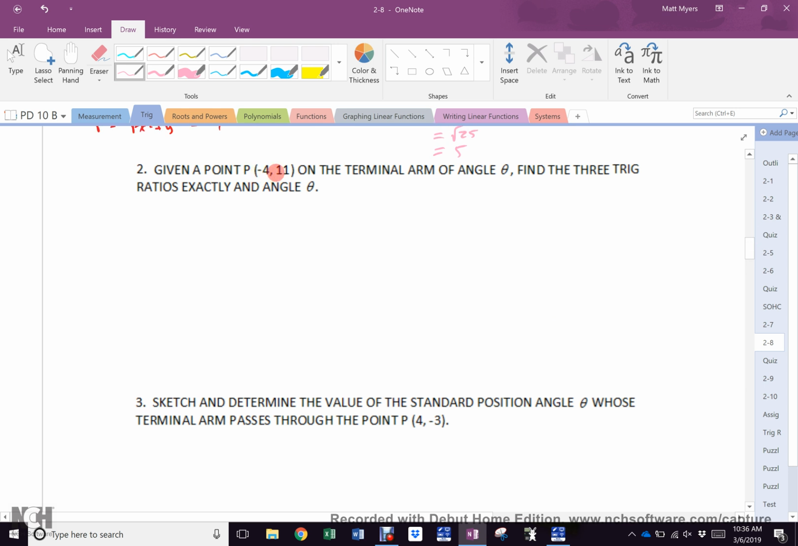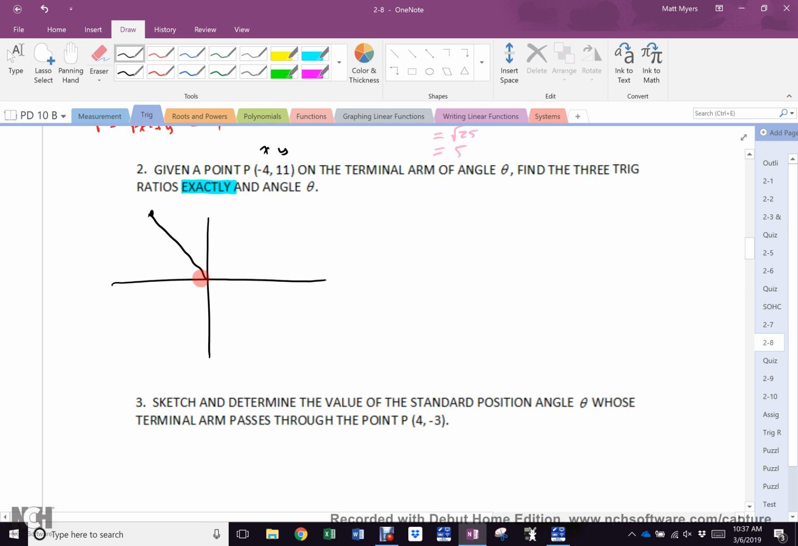Given a point on the terminal arm of angle theta, find the 3 trig ratios, and I'm going to highlight the word exactly because we're going to talk about what that is in a second. First thing we need to do is draw this thing. Soon as you see x's and y's, what must you have? You got to draw the grid. Where is that point on this grid? It is in quadrant 2 because I go this way 4 and up 11, correct? That makes my terminal arm. Everybody agree?